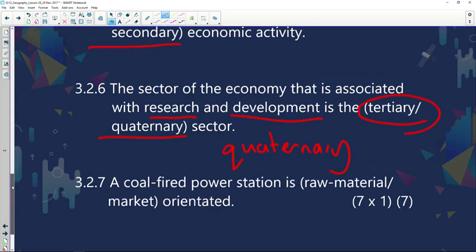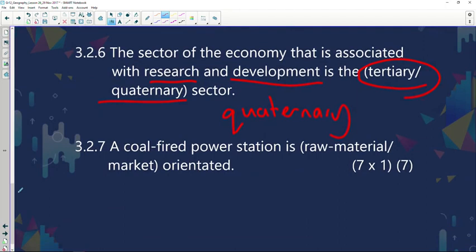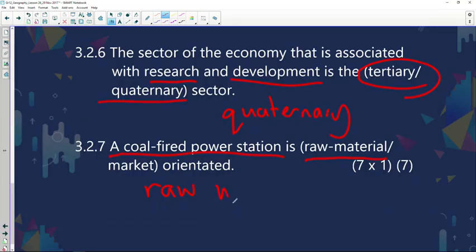Now, if we quickly look at 3.2.7, is a coal-fired power station raw material or market orientated? Definitely raw material, because if you think of coal, it's already a raw material. So if you look at the power station, it relies on the raw coal to be able to process what's needed, in this case electricity. So your correct answer over there is raw material.